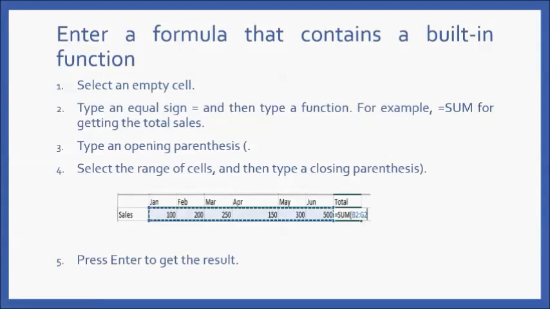So how are we going to enter a formula that contains a built-in function? Select an empty cell, type an equal sign, and then type a function. For example, equal sign SUM for getting the total sales. Then type an opening parenthesis, then select the range of cells, and then type a closing parenthesis. So we have, for example, on the last column here, equal sign SUM and then the opening parenthesis and then closing parenthesis for the highlighted cells.